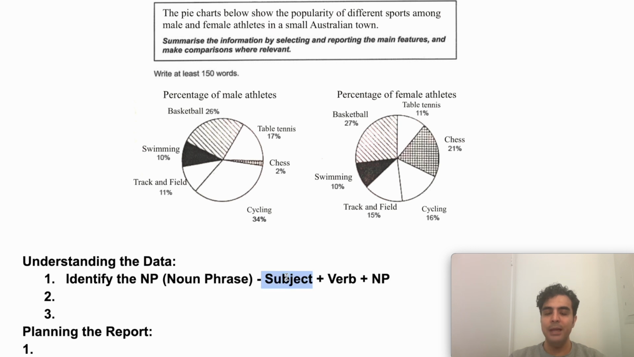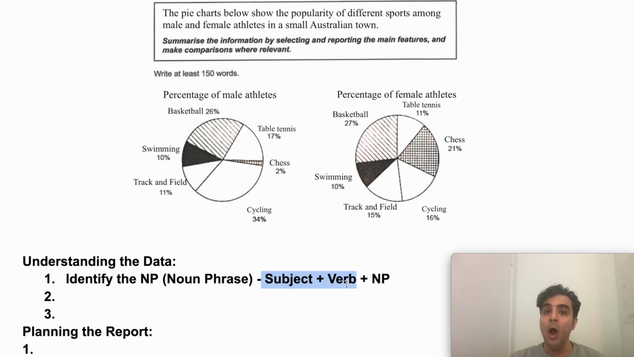So the subject is usually the type of chart. So the line graph, right? That could be the subject. The pie charts in this example is the subject. Then we have a verb. This verb is usually something like shows, describes, indicates, depicts, illustrates, right? These are the types of verbs. Here, in this case, we have show. So these pie charts, or the pie charts below, show.